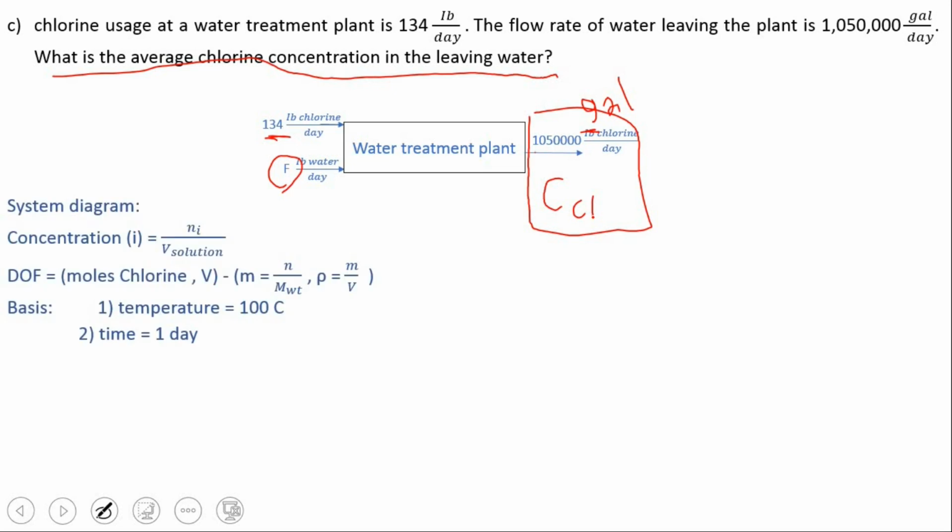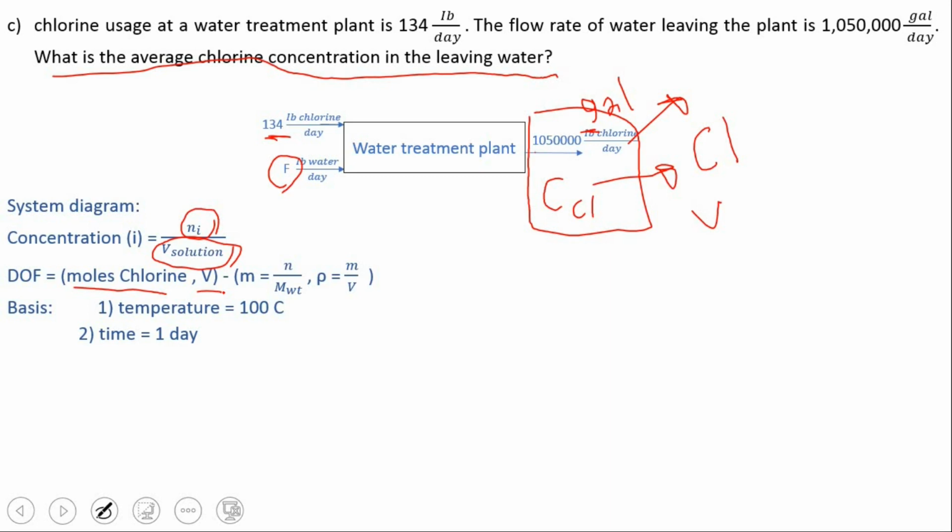From general chemistry, we know that the concentration is equal to the number of moles of the component over the volume of the total solution. So we need to know the number of moles of chlorine, and we need to know the volume for the outlet flow rate. So in the degree of freedom analysis, we don't know the number of moles and we don't know the volume.